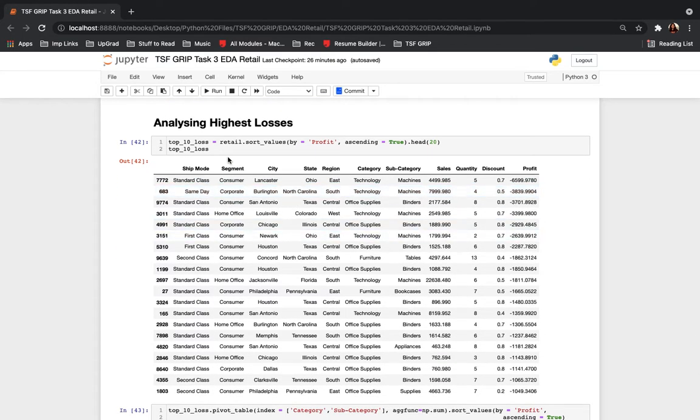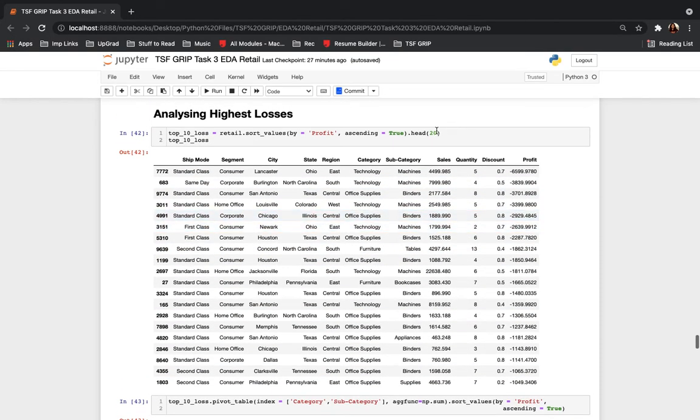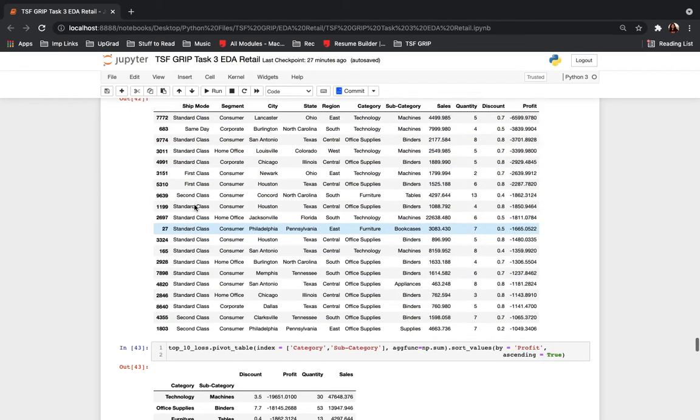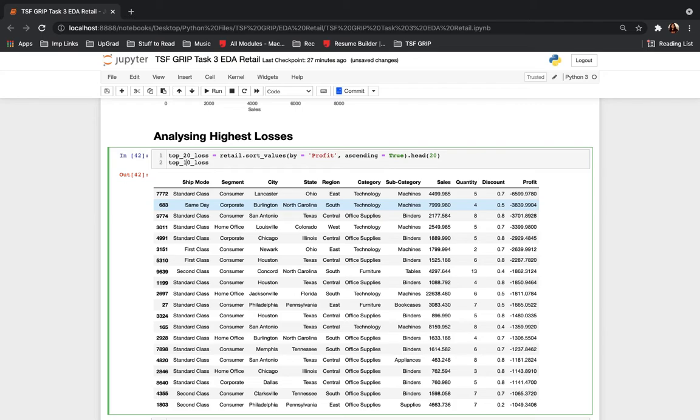Let's now move on to analyzing the highest losses. So for the losses, what I have done is sorted the data frame by profit and kept ascending equals true, which would force the least value to come on top. And I've taken only 20 such values. So we are going to analyze the highest loss incurring vehicles in this data frame. Why 20? It's just an arbitrary number. I think top 30, top 40 can also be analyzed. I felt it better to analyze only the top 20.